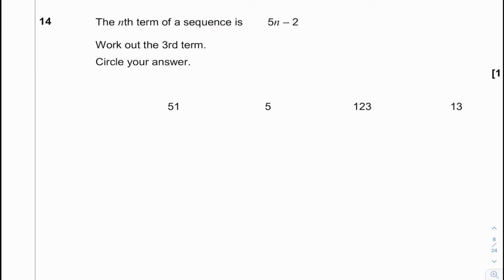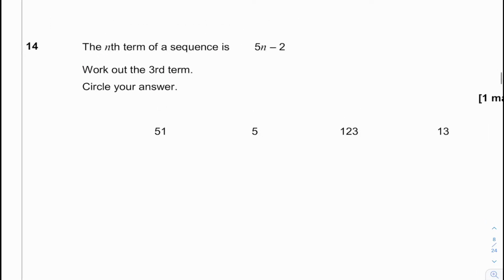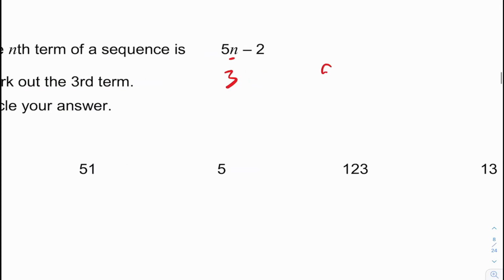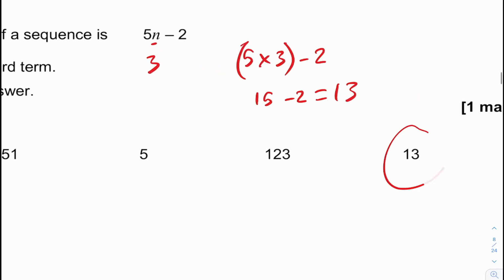So question 14, we are moving on to the nth term. We are told that the nth term of a sequence is equal to 5n minus 2, and we need to work out what the third term is. Essentially, all we need to do is wherever we see an n, we replace that with the number 3. So this becomes 5 multiplied by 3, and then take away 2, so this is 15, take away 2, which is equal to 13. So the answer is 13.